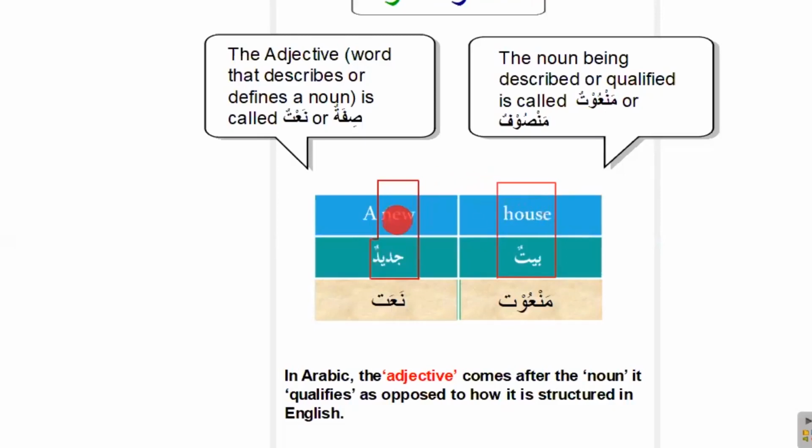But in Arabic, it is the reverse. In Arabic, you can see here, baytun jadidun, a new house. Mudarrisun jadidun, a new teacher. So always in Arabic, the noun comes first, followed by the adjective. Like here, baytun, house, jadidun, new. So baytun jadidun, a new house. So that's what they're saying here: in Arabic, the adjective comes after the noun it qualifies, as opposed to how it is structured in English. I hope that is clear.